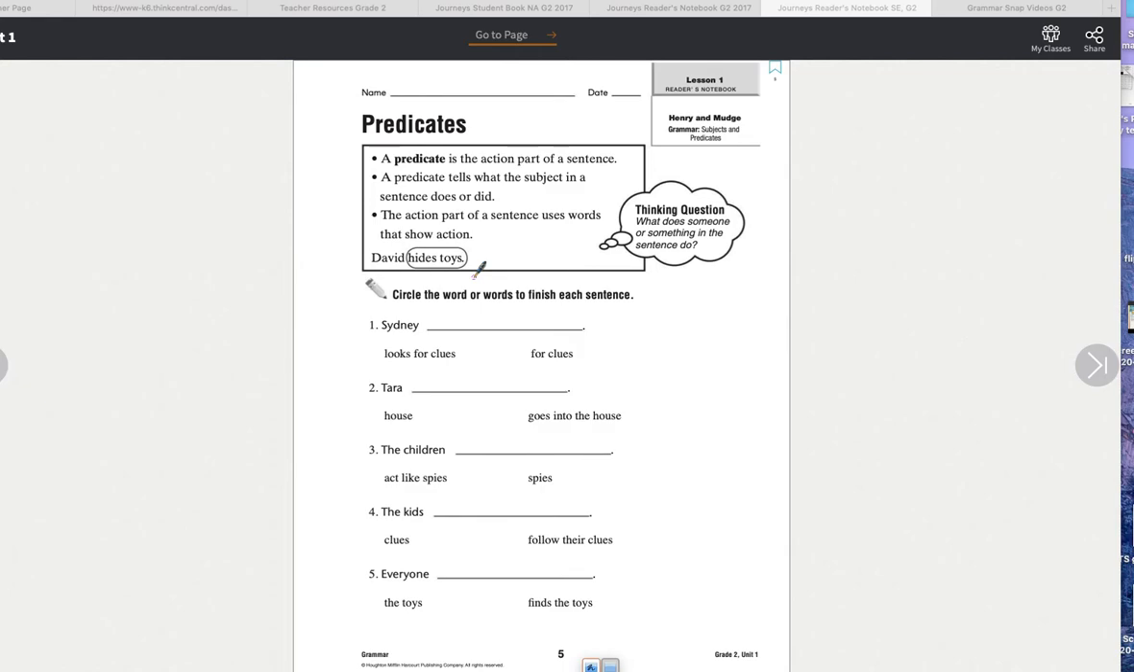Yeah, "Sydney looks for clues" sounds more like a complete sentence. So we want to circle "looks for clues." Why can't we use a highlighter? Sydney looks for clues because the directions tell us to circle. So that's why we're not using highlighters. We're following what the directions tell us to do in the book.